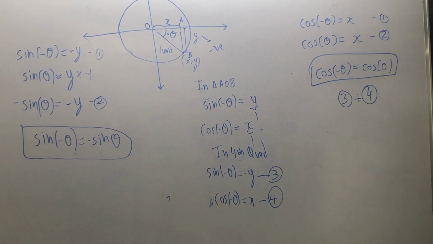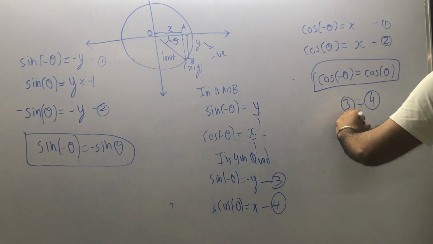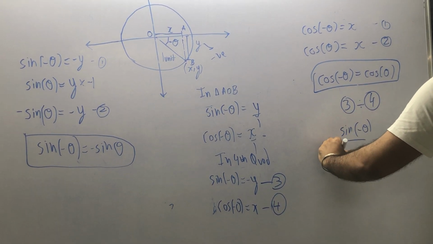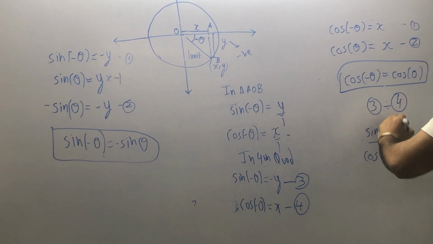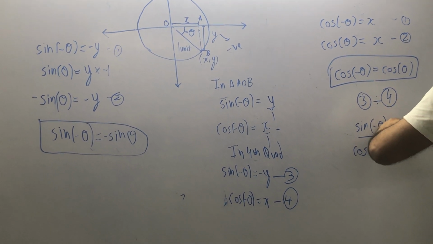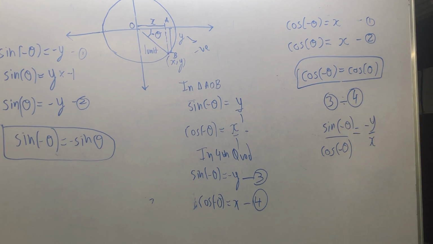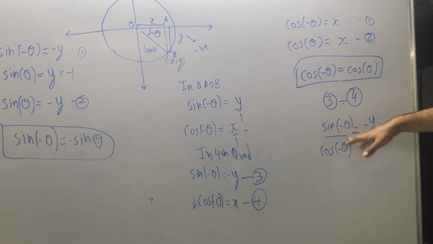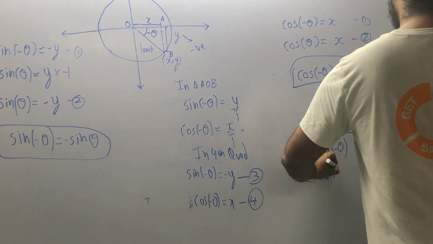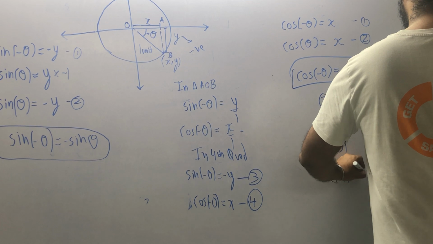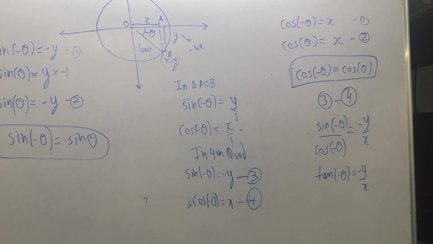This comes out to be what? Sine of minus theta upon cos minus theta is equal to minus y by x. I hope you can all read this. Sine minus theta upon cos minus theta is tan minus theta, and this is equal to minus y by x. I hope this equation is clear to you all.